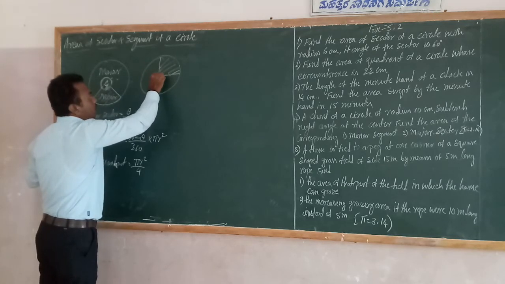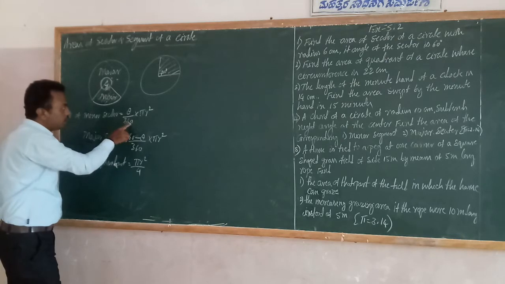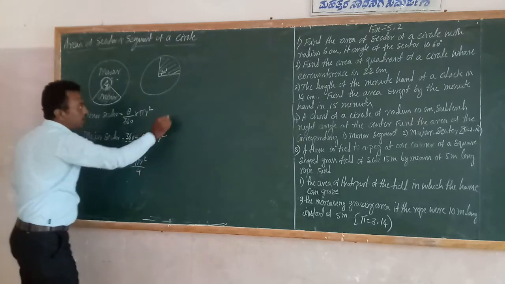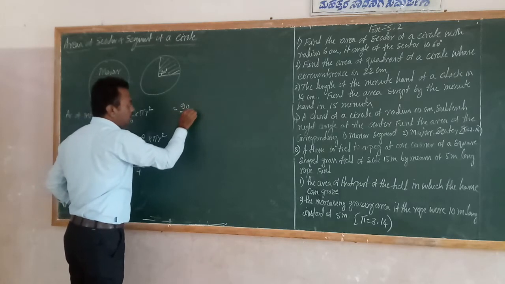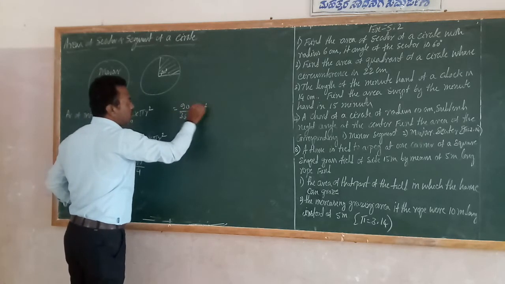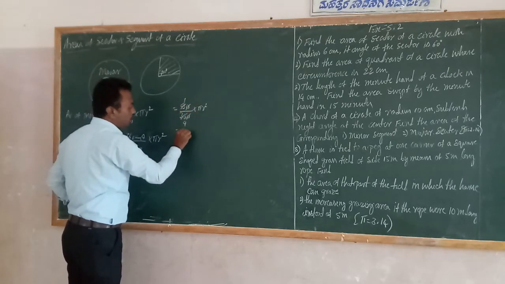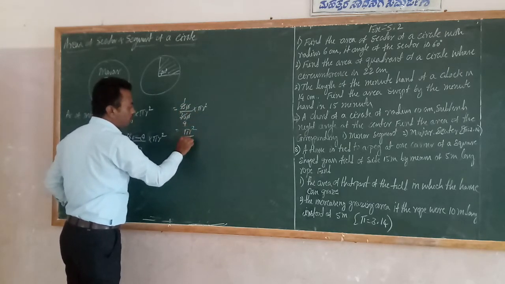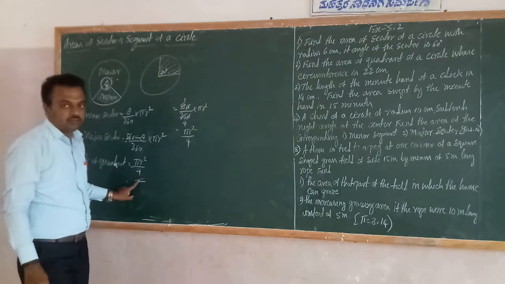In that quadrant of a circle, how many degrees is theta? 90 degrees, right? So you substitute in the formula: theta is 90, so 90 by 360 into pi r square. The zero gets cancelled; 9 ones are 9, 9 fours are 36. Therefore pi r square into 1 by 4, pi r square divided by 4. That's why the area of the quadrant of a circle is pi r square by 4.